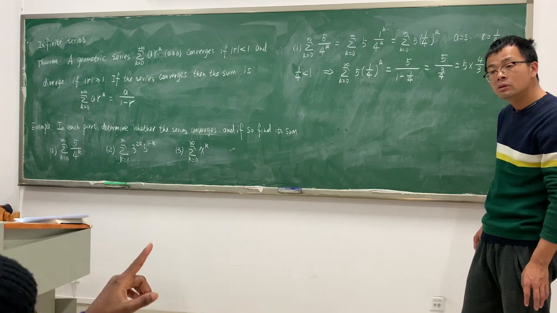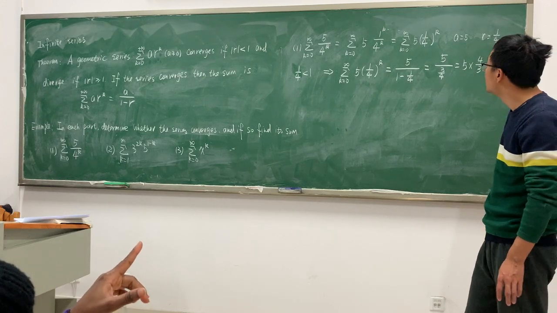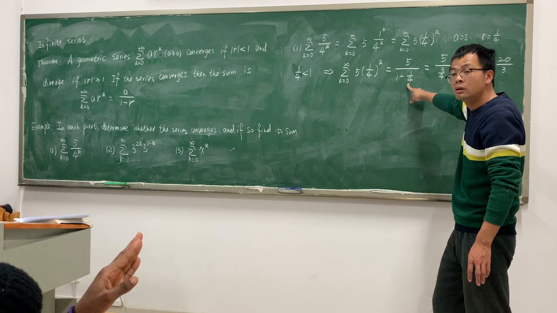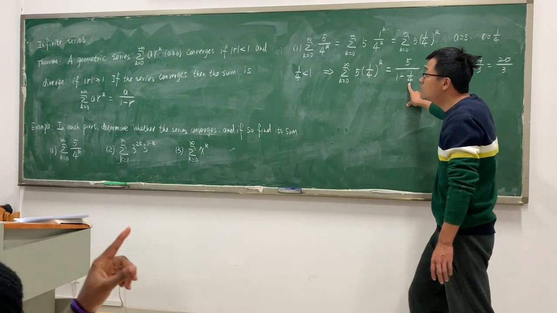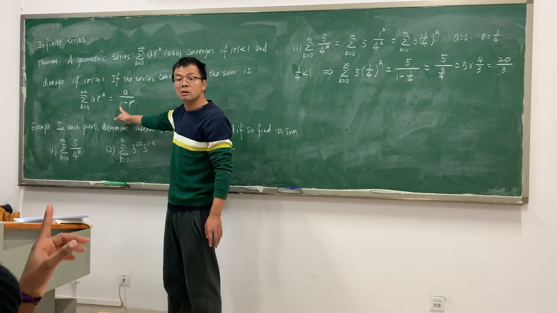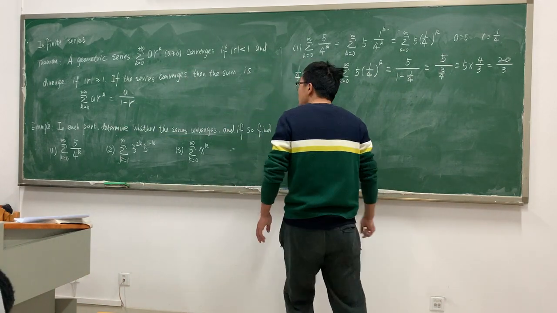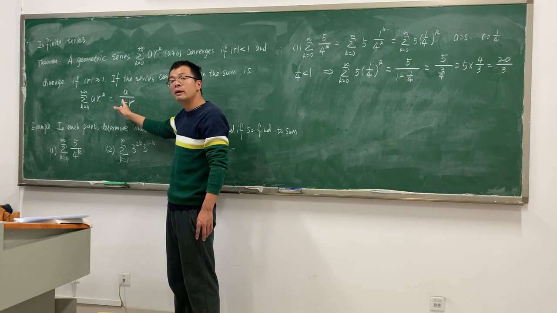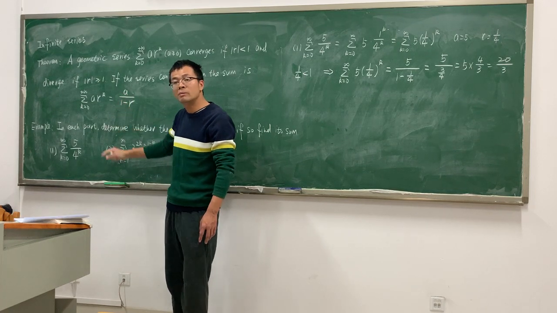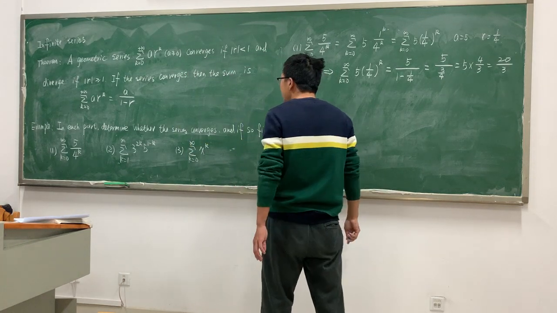What made the 1 minus 1 over 4? Please explain that part again, where we use this formula. Okay. So you should remember here: the first term by 1 minus the ratio. 1 minus the ratio. So the second here.